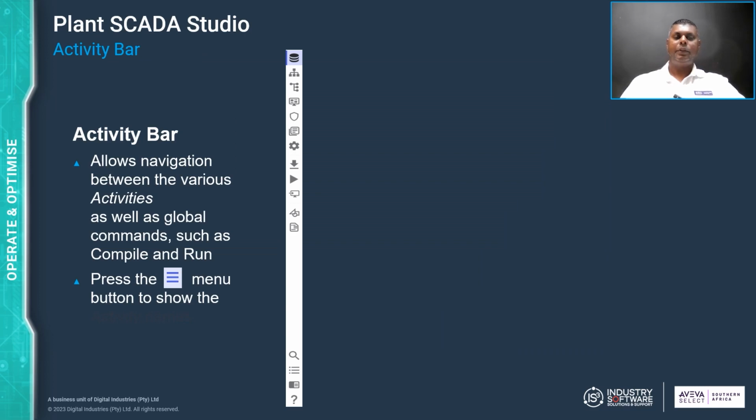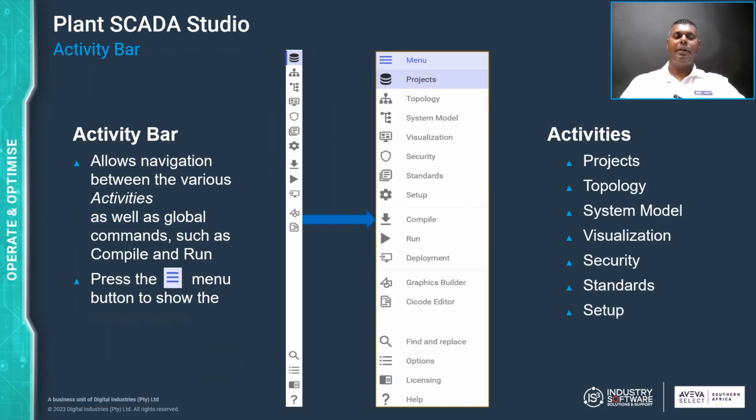In this slide, we introduce the main navigation for Plant SCADA Studio, which is the activity bar. The activity bar is the vertical bar on the left of Plant SCADA Studio. By clicking on the burger menu button, a slide-out pane appears providing descriptions for the various activities. These activities are described in the next slide.